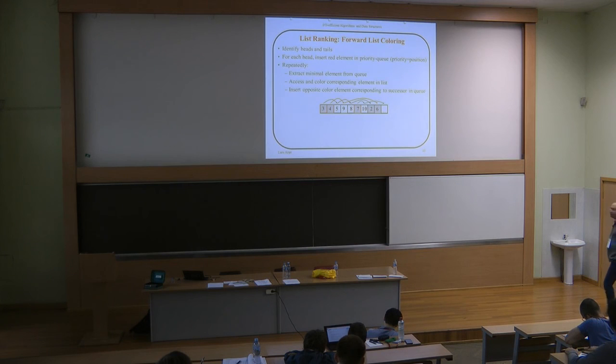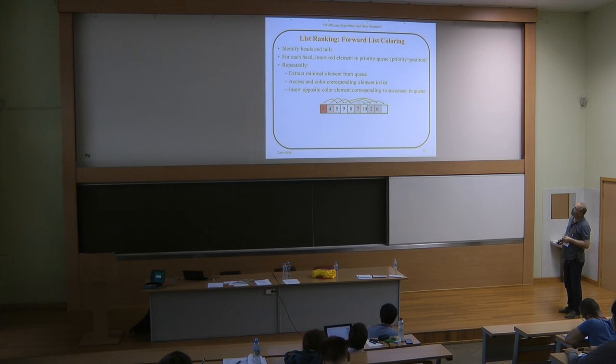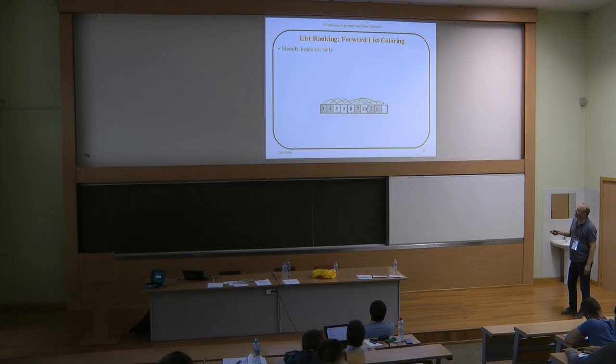Here's my algorithm. I repeatedly extract the minimum element from the queue. First it's going to be this 3 here. There's a 3 coming out of the queue with color red. Then I access the same element in this list here, and I color it the color it should be. And then I put a new element in the priority queue with the opposite color, blue, corresponding to its successor. Right, you look puzzled, so let's try again.